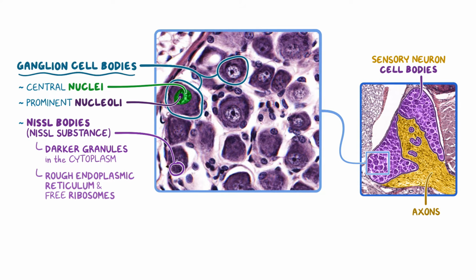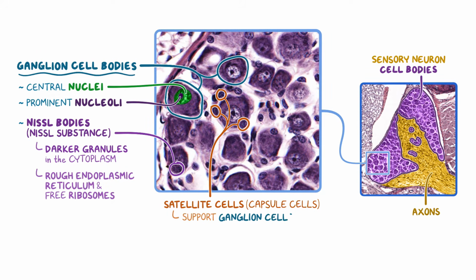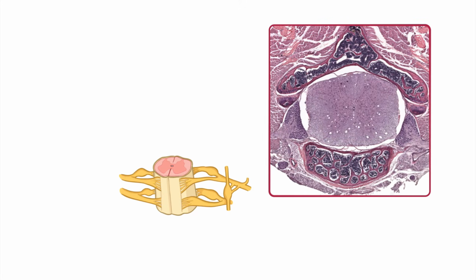The ganglion cells are also surrounded by many smaller cells called satellite cells or capsule cells. These cells support the ganglion cells by helping to regulate their chemical environment. In this image, we can also see a small segment of the dense connective tissue that encapsulates the dorsal root ganglion. If we zoom back out to see the whole spinal cord, there are also two smaller ganglia found anterior to the spinal ganglia, one on each side of the vertebral column.